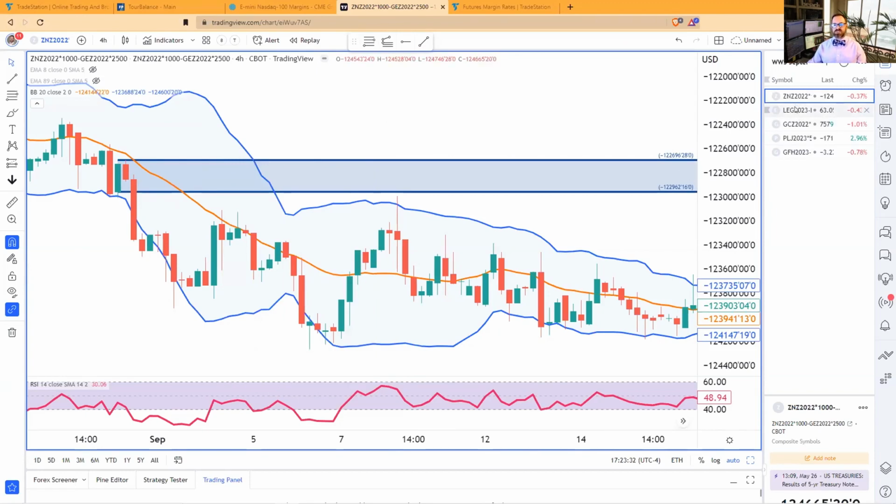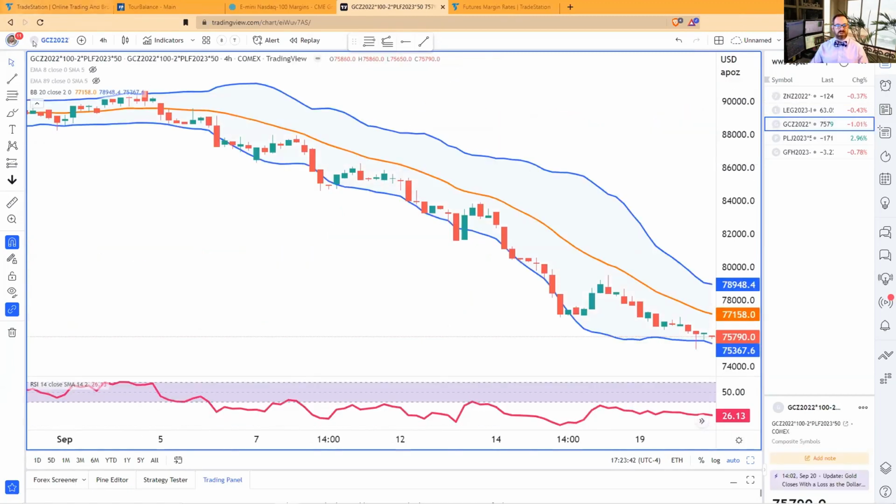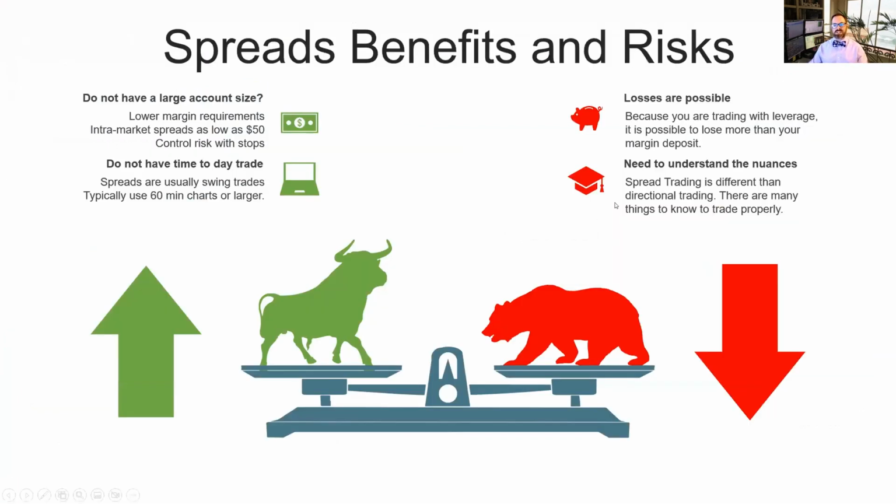So, like I said, there's a lot of different ways of trading these. These are just a few that I'm monitoring right now. This one happens to be the live cattle versus the lean hogs, or I've got gold versus silver. Or, I'm sorry, gold versus platinum. And notice this one's a ratio spread where I have 2 platinum for 1 gold. So I follow these on a regular basis. Anyway, losses are possible because you are trading with leverage. I already mentioned you can actually lose more than your margin deposit.